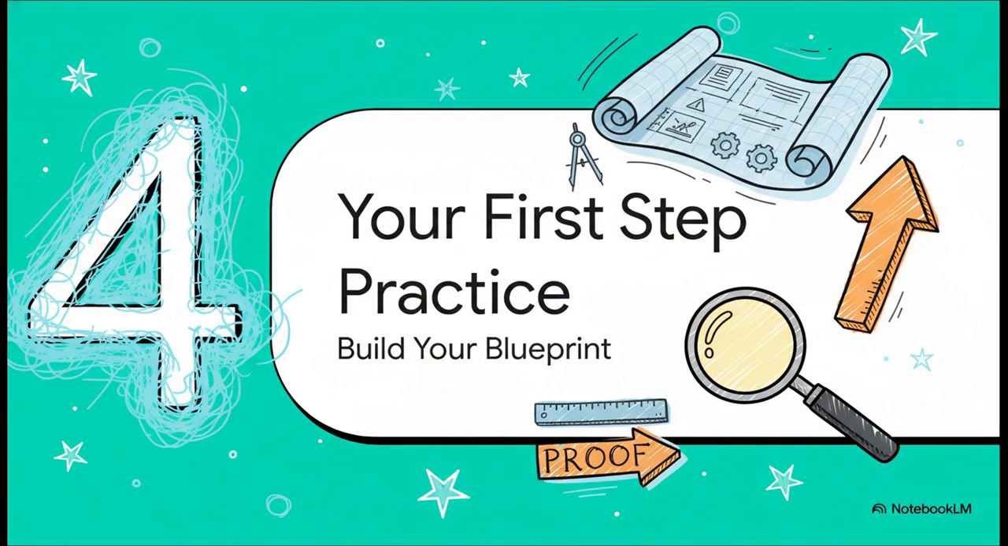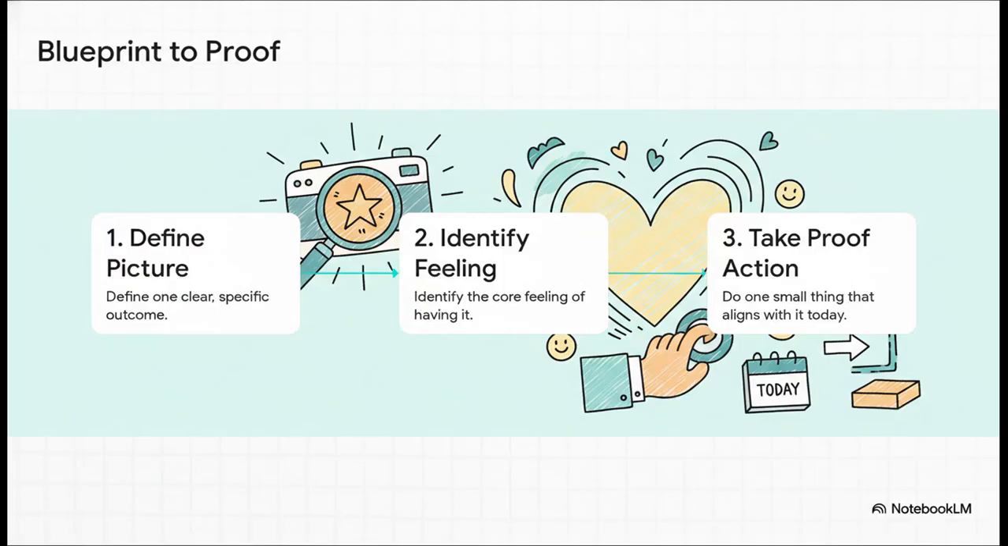Okay, let's put all this together into one simple practice that you can use immediately. Let's call it the blueprint to proof practice. It's just 3 simple steps. First, define one specific picture, not 10 things, just one. Second, identify the core feeling of already having it. And third, and this is the most important part, take one small physical proof action that aligns with it, and do it today, not tomorrow.